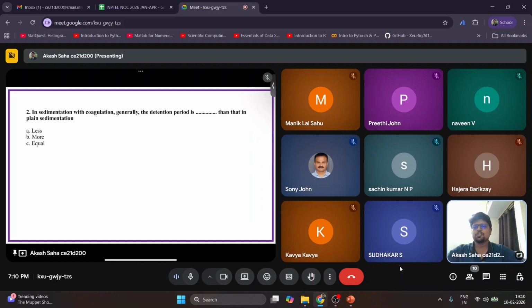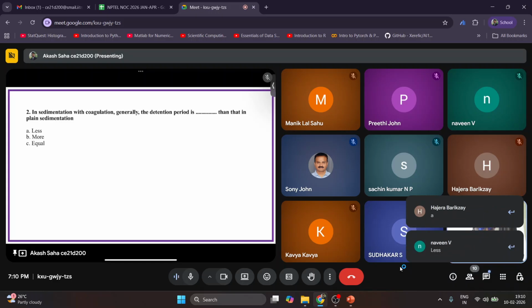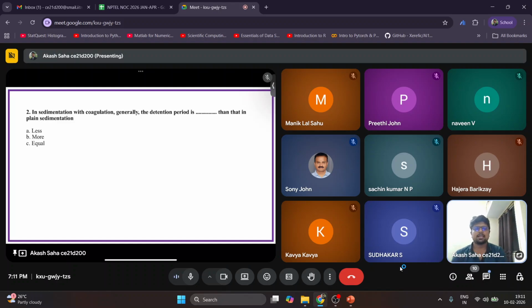In sedimentation with coagulation, generally the detention period is dash than that of the plain sedimentation. Is it more, or is it less or more or equal? So we have one plain sedimentation without any influence of any coagulant, and then we have a sedimentation with coagulation. So in sedimentation with coagulation, we add some chemicals or we add some coagulants.